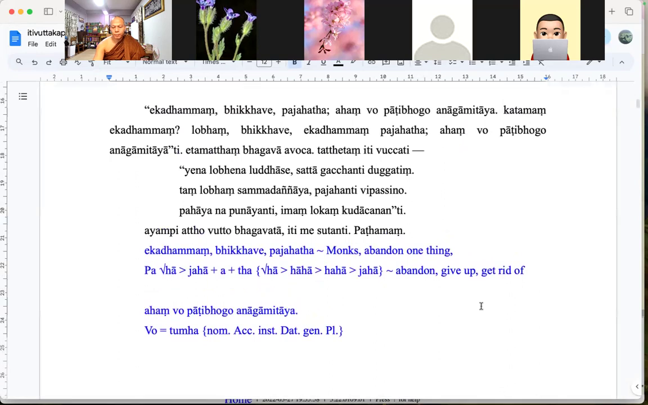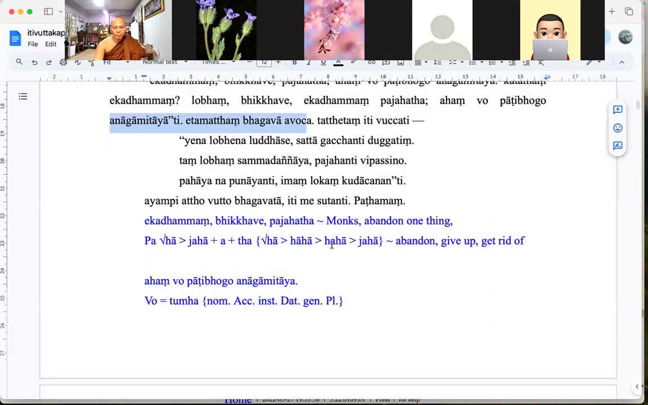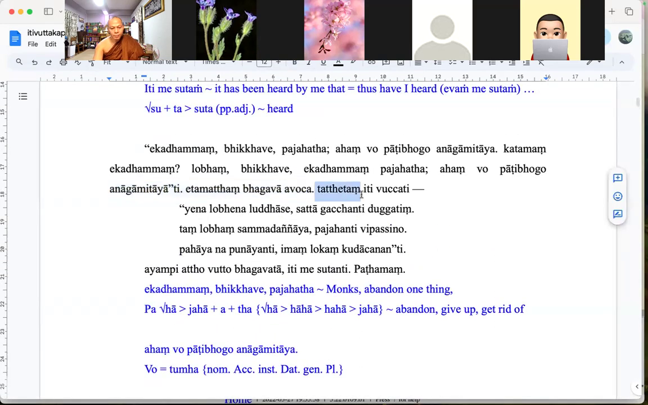Okay, so last time we finished the Anagami discourse, up to "Idam avoca Bhagava". So now only that stanza. So that "tam" "iti vojati". So it should be divided in this way.